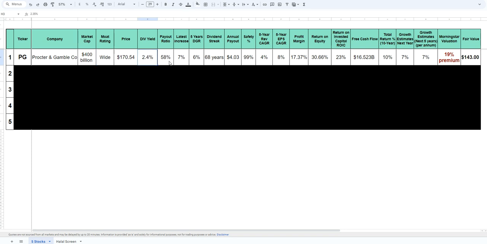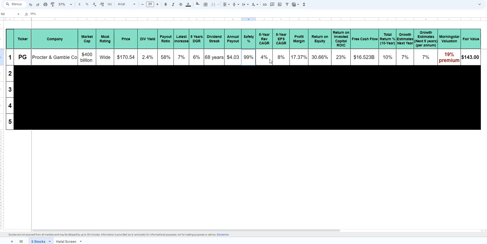Excellent dividend yield, 58% is heading towards that, but 61% is the highest. Okay, we want it to come back down to below 50, which would be absolutely amazing. The latest increase was nice, 7%, and the 5-year was about 6%. Now 68 years of increasing that dividend. You know what that means? This company is a dividend king. Kings are companies in the S&P 500 that have increased that dividend for 50 years plus. Now you get $4 for every share of this company that you own.